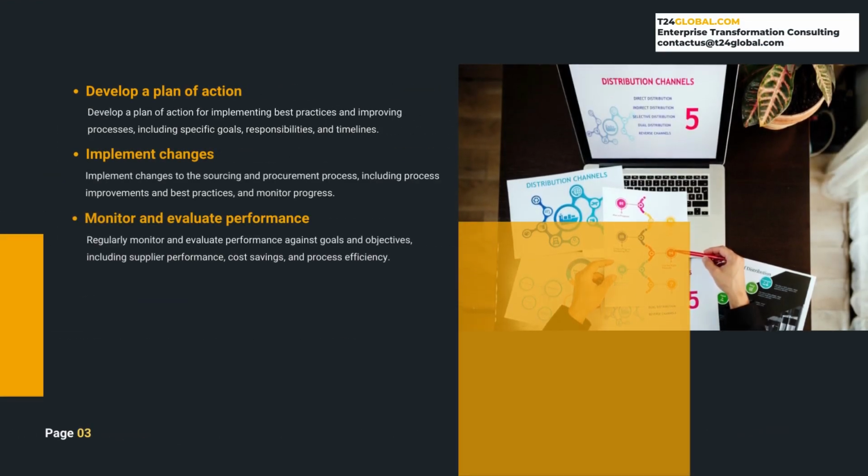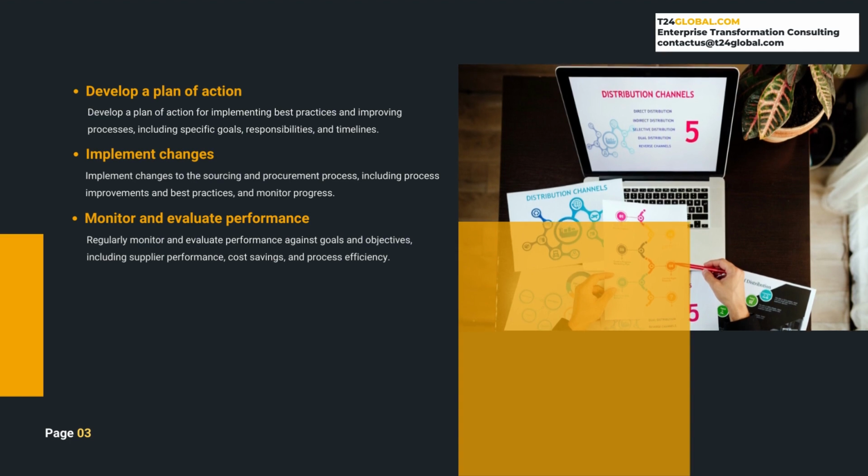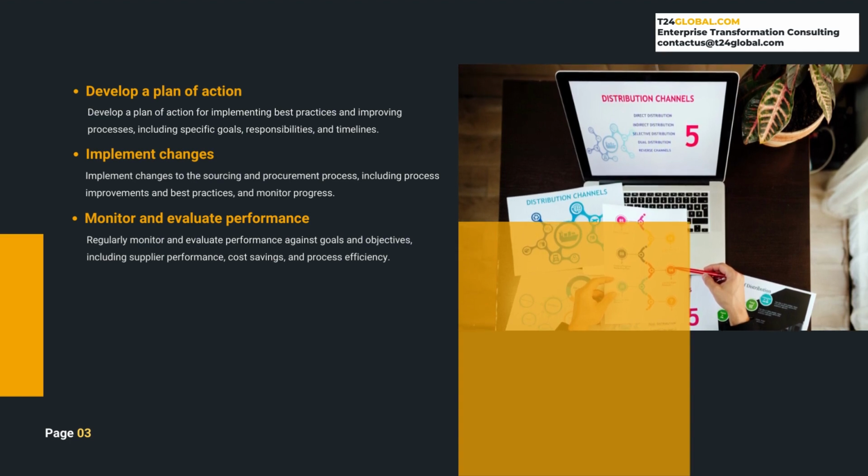5. Develop a plan of action. Develop a plan of action for implementing best practices and improving processes, including specific goals, responsibilities, and timelines. Key components of this step include developing a roadmap for implementation and identifying key success factors. Key roles involved in this step include procurement and supply chain managers, as well as project managers and change management specialists.